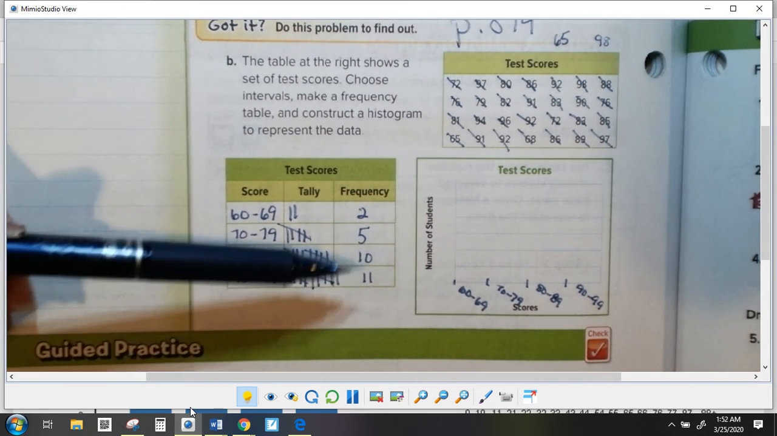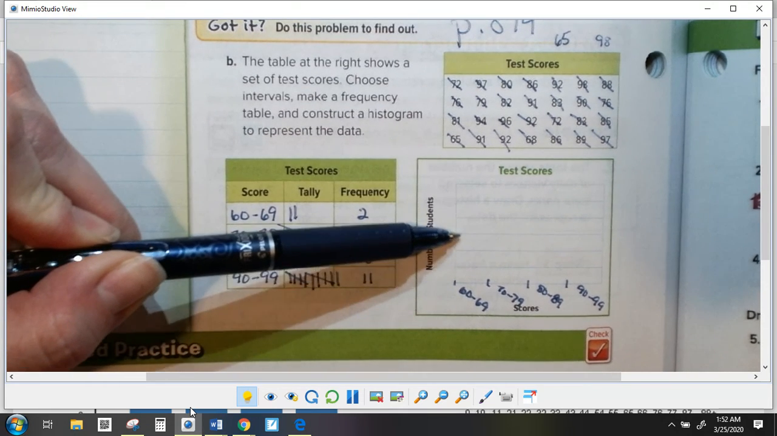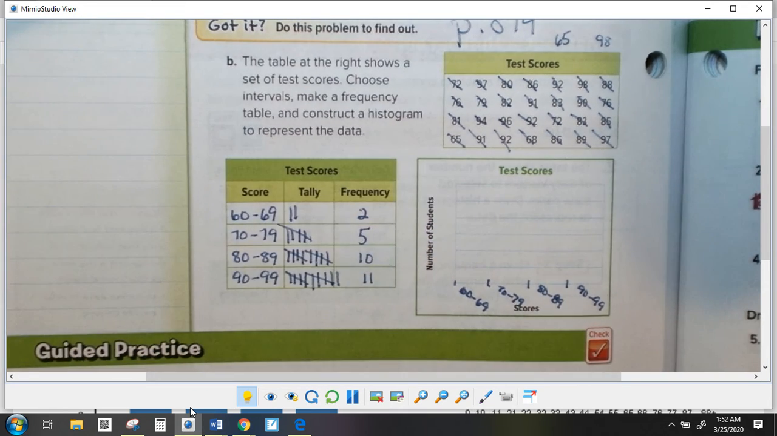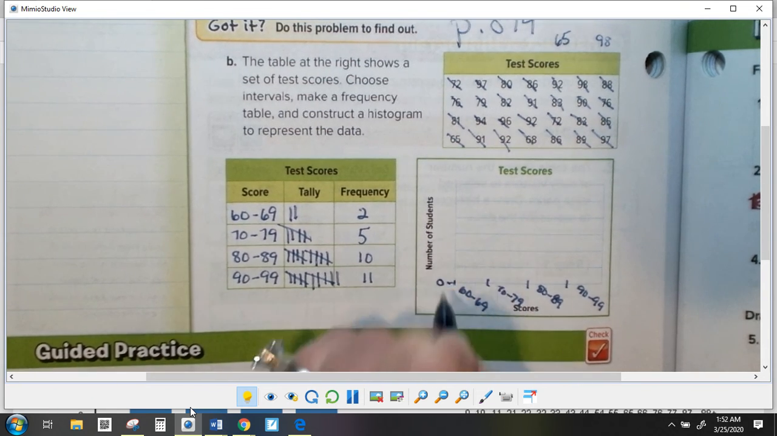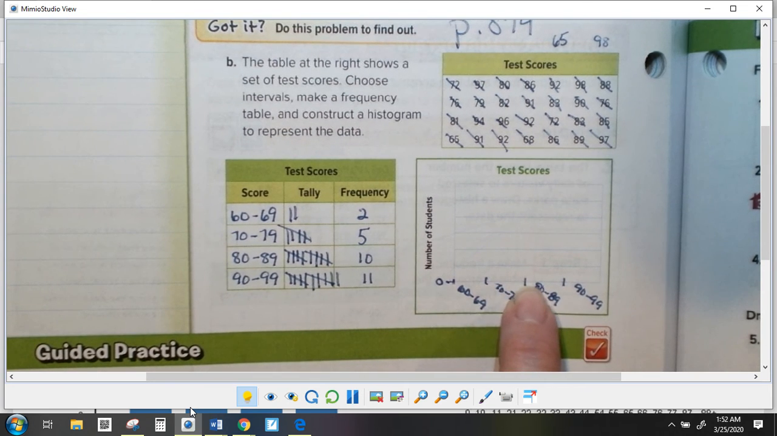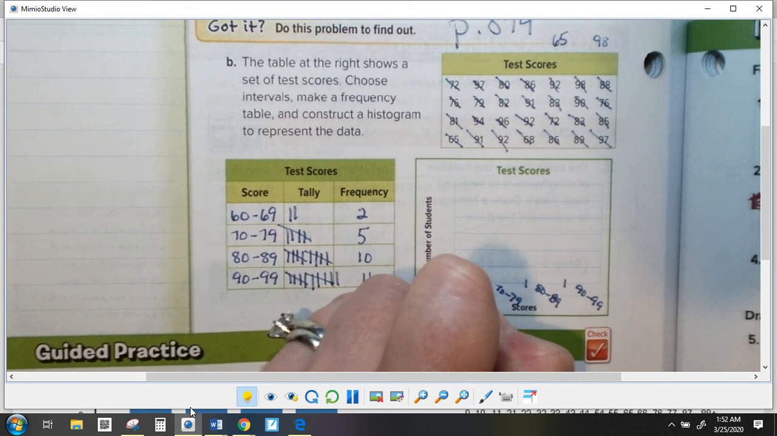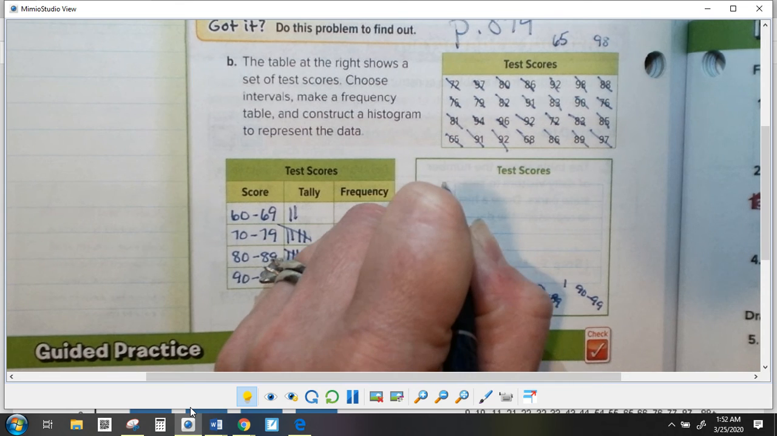Now, going up the side, I have to get up to 11. This would be 0. 1, 2, 3, 4, 5, 6. I can't count by ones because it's not going to fit, but I could count by twos. So this bottom line would be 0. And sometimes you will have a bar for a range that doesn't have anything. So you would just leave that at 0 on the bottom line. This next one would be 2, 4, 6, 8, 10, and 12.